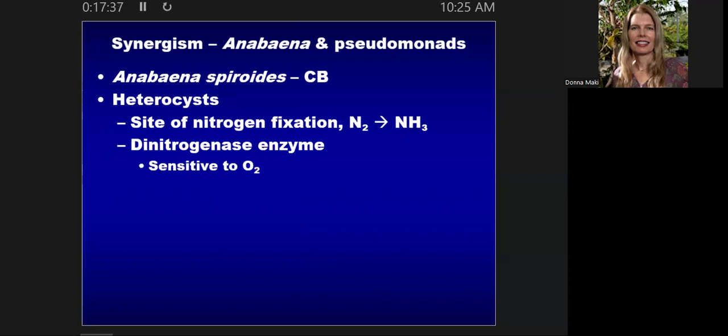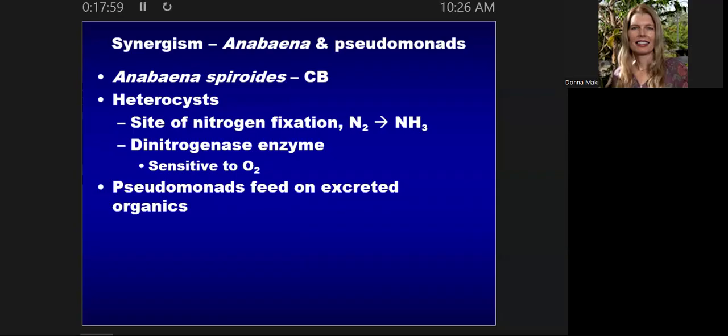And so this becomes a problem because the cyanobacteria is doing photosynthesis, which is giving off oxygen. And so the heterocyst could be getting exposed to a lot of oxygen. So then the dinitrogenase falls apart and doesn't work. So that's not a good idea. So often what they find in more natural habitats is that there'll be other microbes hanging out with Anabaena, and they'll be preferentially hanging out right around the heterocyst.